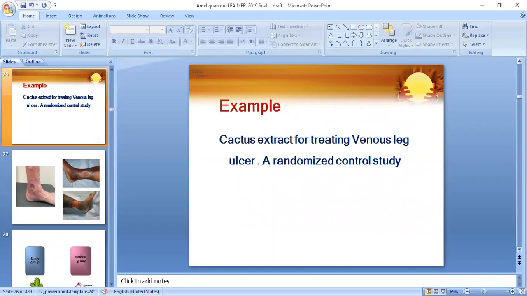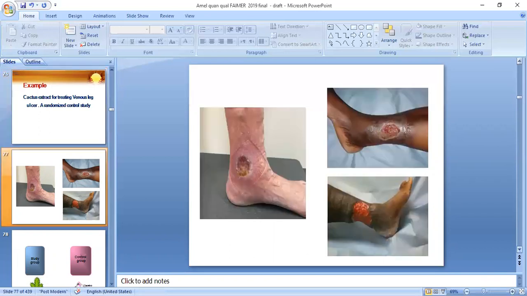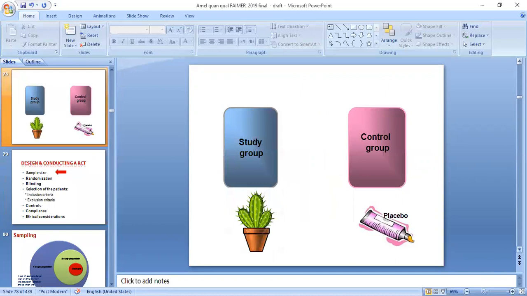An example of this in real life: if we have a cactus extract for treating venous ulcer, a randomized control study. So this is a venous leg ulcer. One group of them will have the cactus extract and the other group will have placebo. And we choose those patients randomly. Of course, this is an ethical condition, because after we have approval from the Research Ethics Committee, we are using placebo for some time in order not to harm the patient.